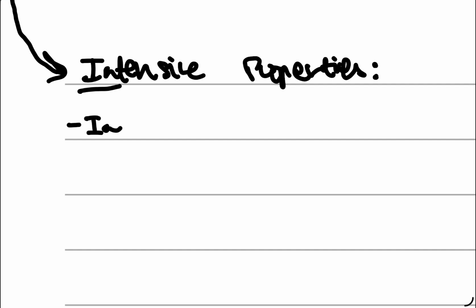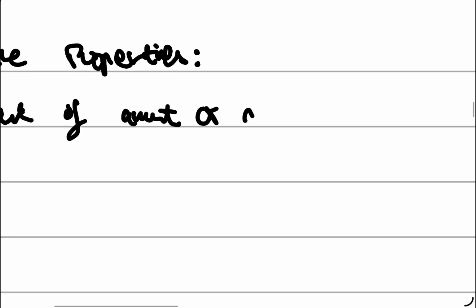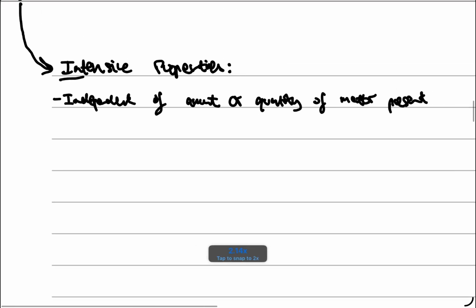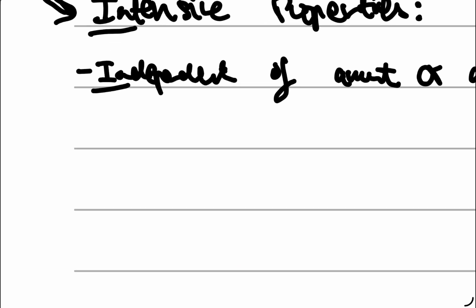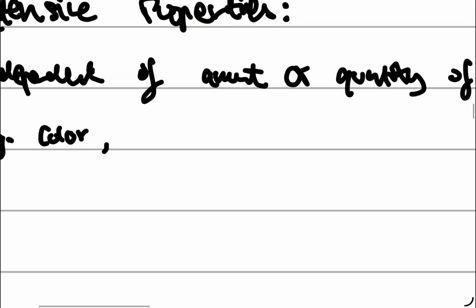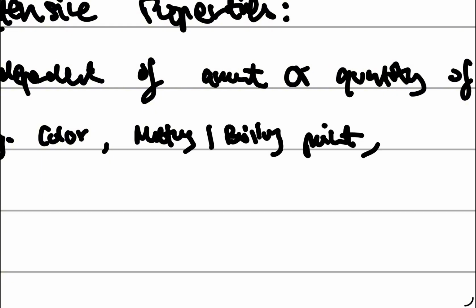Keyword "in", so it means independent of amount or quantity of matter present. All right, so it's basically a property which is independent of how much matter is present, so it doesn't change basically, right? Because it's independent. And they both have "in", so that's kind of how I remember them. Examples of this could be color. It doesn't matter how much of something is present, color is going to be the same. The melting and boiling point. Another one is temperature.